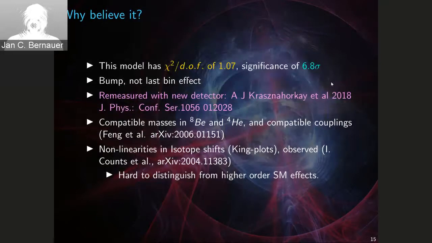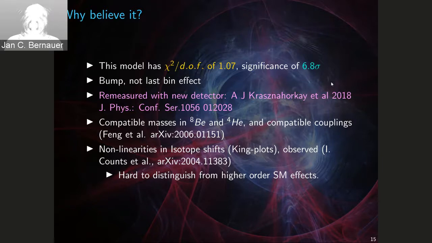So why should you believe it? Well, the original fit was very good. It had a reduced chi-square of essentially one. The significance was 7 sigma or around 7 sigma, and it's the same for helium. So it's quite a strong signal in that sense. It's a bump and not a last-bin effect where you have maybe some acceptance issues. They remeasured it with the new detector they built for helium-4, which has different, bigger acceptance, and they say they see the same thing. So it's not anything in the detector, I would say. The masses are compatible.